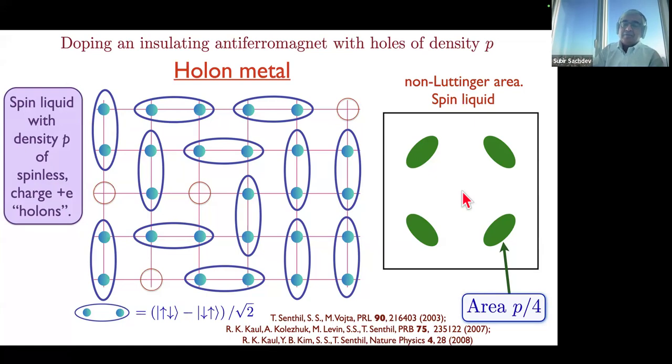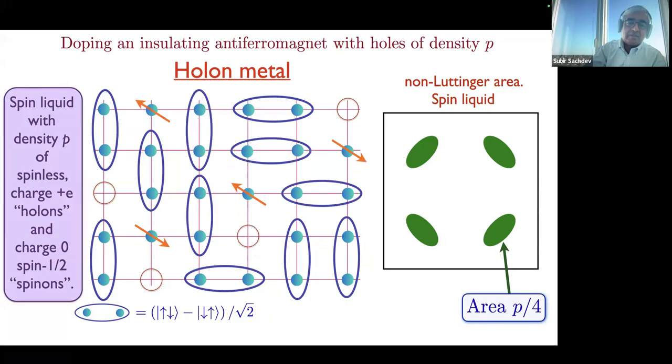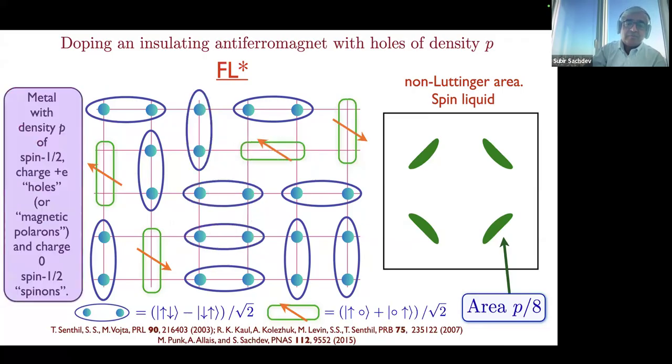Maybe in some other lattices, the dispersion minimum would be the center. But no matter what, the total area enclosed by all of these pockets should be P. So there's 4 of them, and each of them is P over 4. So the universal part is just the fact that the sum of the areas is P. Now, on the other hand, what could happen is that the spins and the holes can form a bound state. They form these green objects. And these green objects can move around. And they're fermions, so they will also form a Fermi surface.